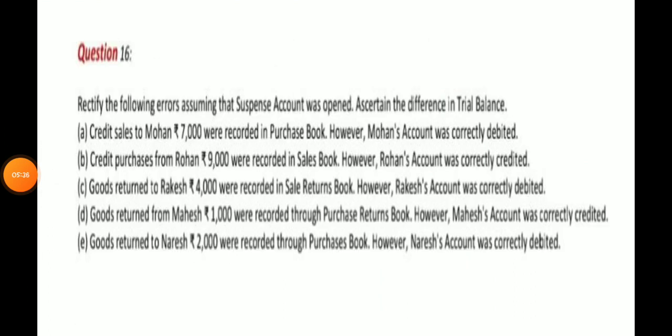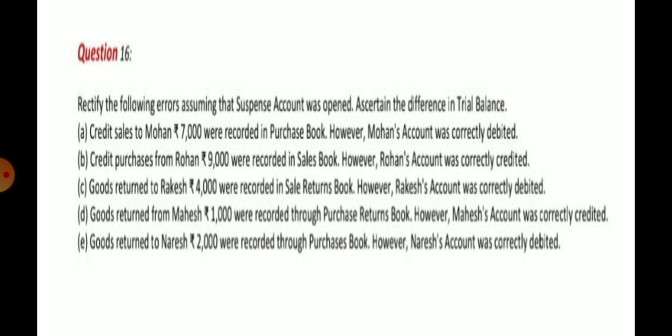Okay. Now the next question is: rectify the following errors, assuming that the suspense account was opened, and ascertain the difference in the trial balance. Credit sales to Mohan, 7,000, were recorded in the purchase book. However, Mohan's account was correctly debited. Okay. So credit sales to Mohan.